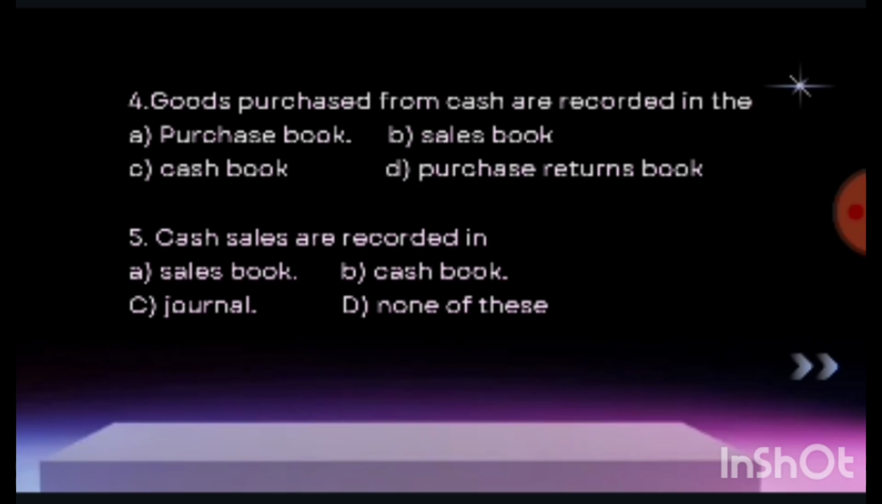Fifth question, cash sales are recorded in sales book, cash book, journal, none of these. So the answer is cash book. So cash sales, cash purchases are always recorded in the cash book.